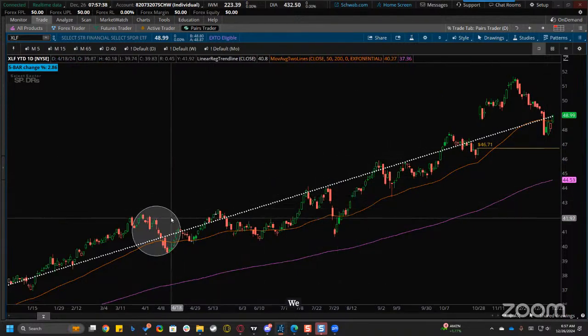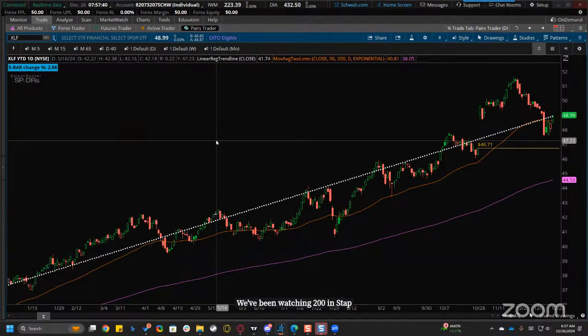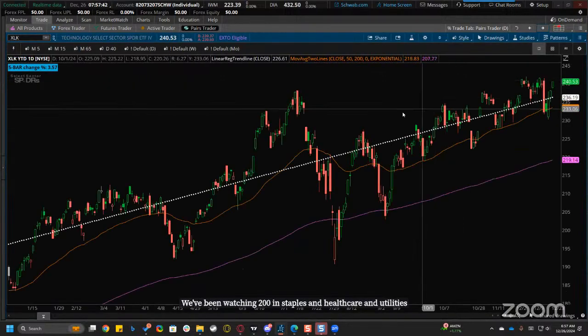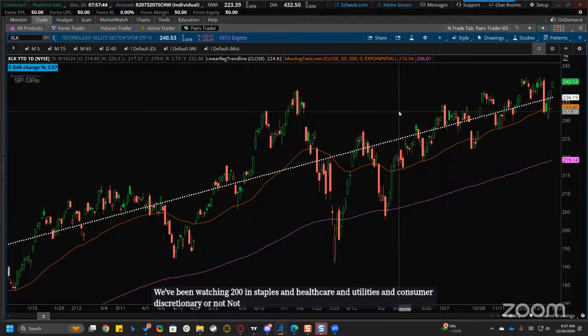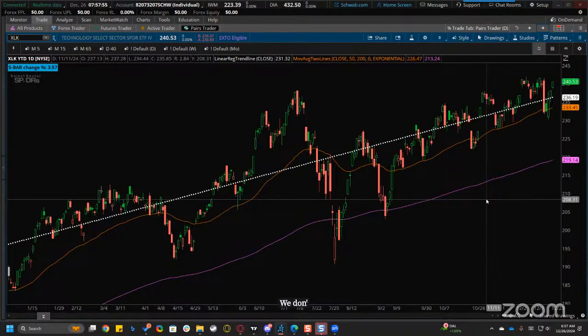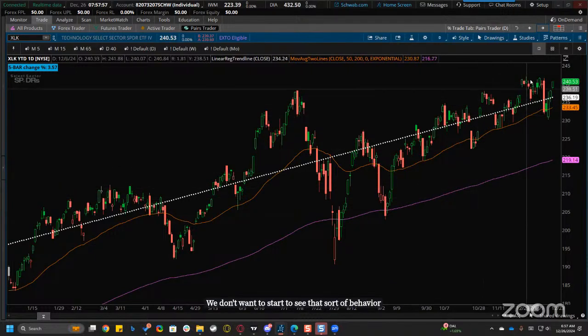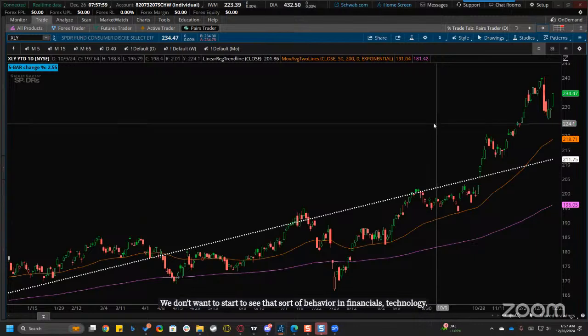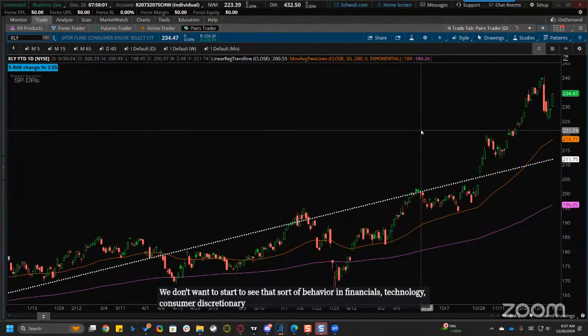We've been watching 200 in staples and healthcare and utilities and consumer discretionary, or not consumer discretionary, but industrials, and all of those quote defensive names with no flight to safety in any of them. We don't want to start to see that sort of behavior in financials, technology, consumer discretionary, or this market's going to have serious problems.